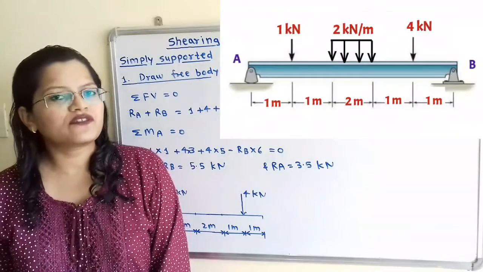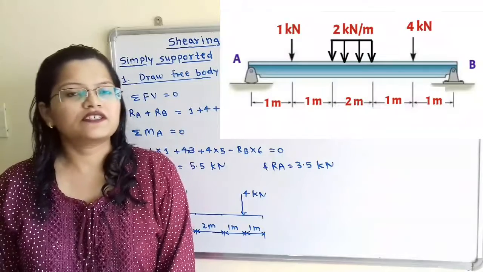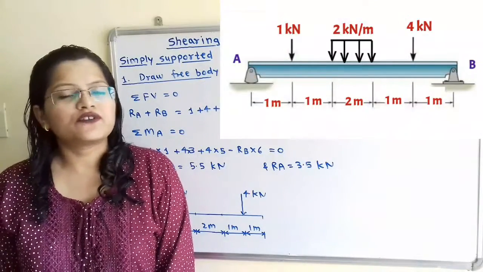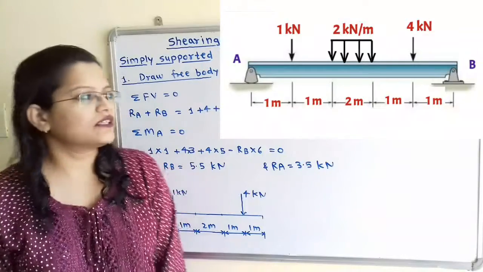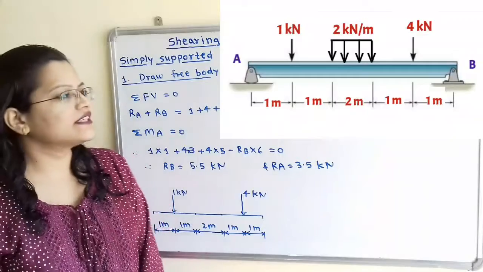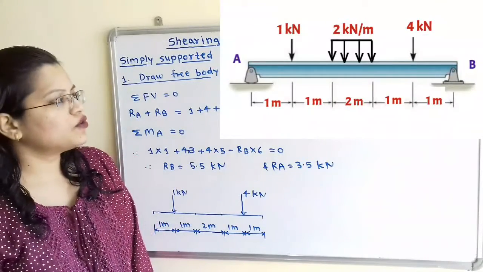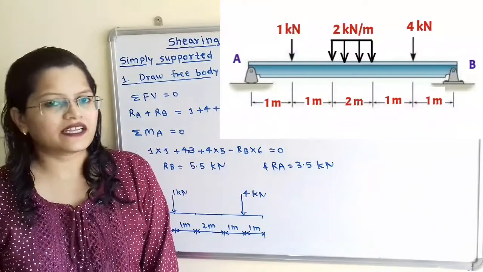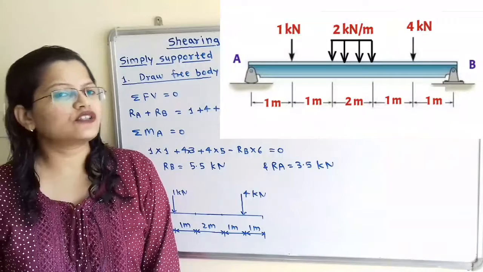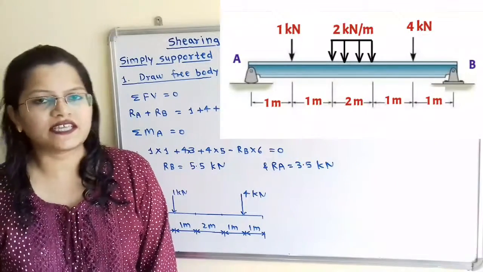To draw the shear force diagram and bending moment diagram, first step is to draw the free body diagram. If we observe uniformly distributed load, then it is given 2 kN per meter over the span of 2 meter. So total load is equal to 2 multiplied by 2, that is equal to 4 kN, and the point of application of this force, that is the center of gravity point, is the center point.